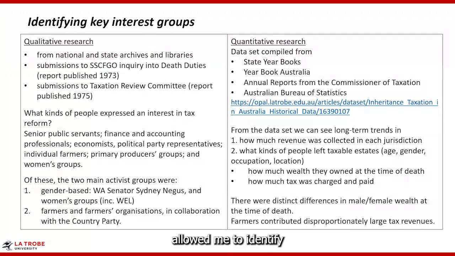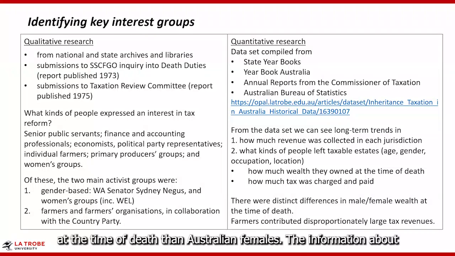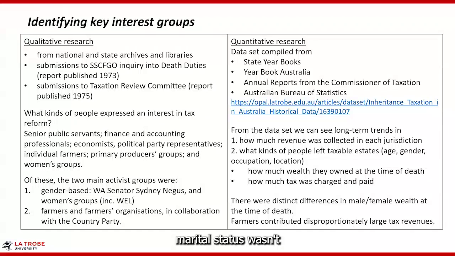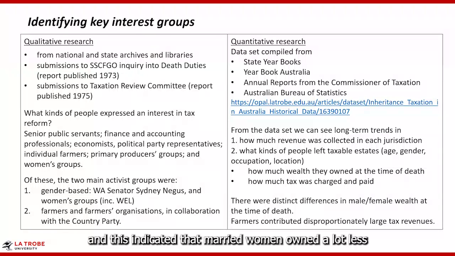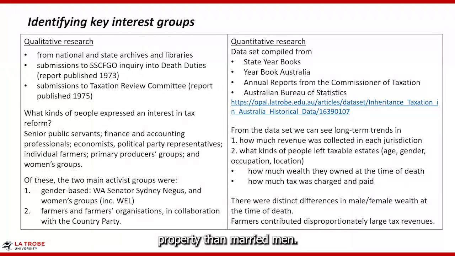Analysing this data allowed me to identify strong gender differences and strong occupational differences in taxes. Australian males owned significantly more assets at the time of death than Australian females. The information about marital status wasn't always recorded, but when it was, it was significant. The majority of taxable deceased estates were left by people who were married at the time of death. Of those, only around 15% or less were left by women, and this indicated that married women owned a lot less property than married men.